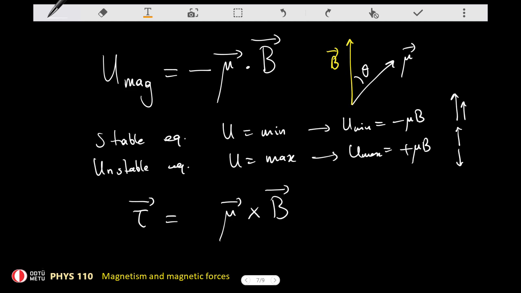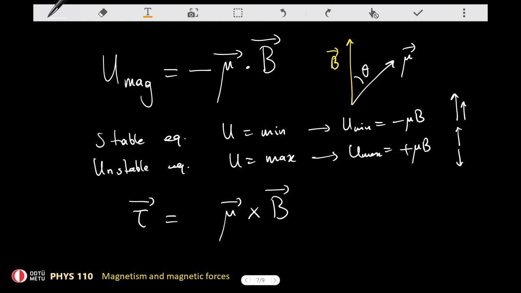So it's not a surprising thing that both of the expressions are just the product of these two vectors, magnetic dipole and the magnetic field. But since the nature of these two quantities is different, we use a different product in here. So we have a dot product and a cross product. Let's just remember these. This is a very important distinction.